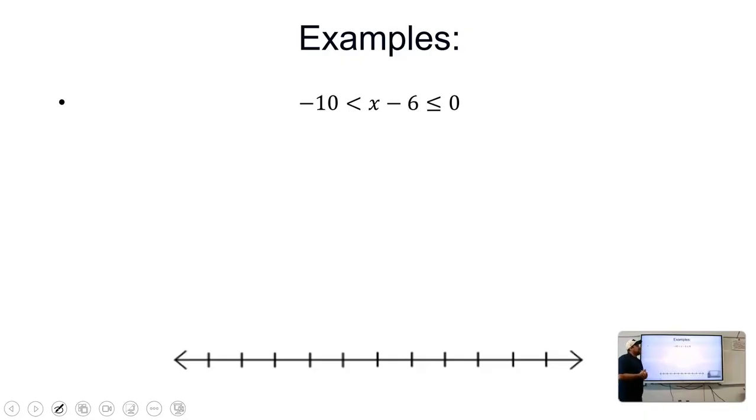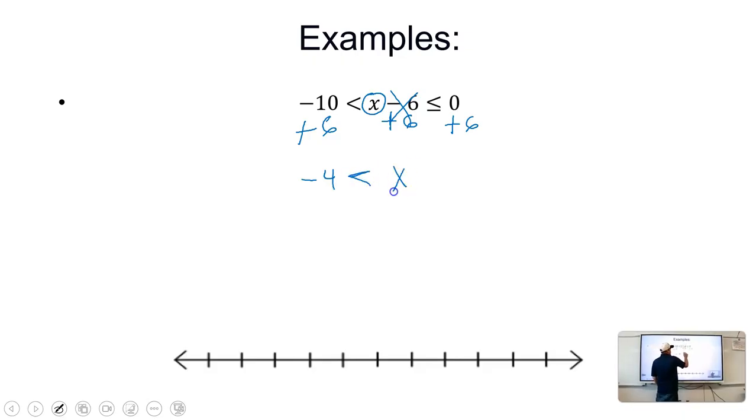So we have -10 is less than x minus 6, which is less than or equal to 0. So our goal is to get x by itself. In this case, I have to add 6, which will make it cancel out, but I have to add a 6 here, and I have to add a 6 here as well for it to all stay true. So -10 plus 6 is -4. Bring down your sign, less than. We have an x, because it stayed there, less than or equal to 6. Okay, the x is now isolated, so we are done. We've solved the compound inequality.